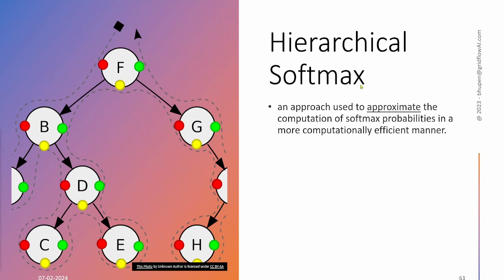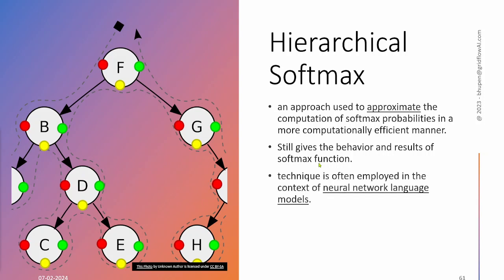With the hierarchical softmax method, we are not going to compute the softmax probability for the entire vocabulary, but only a select few. But the method pretty much approximates the softmax probability as if we were doing it for the entire vocabulary. So essentially, it still gives the same or almost the same behavior and results of a true or complete softmax function.